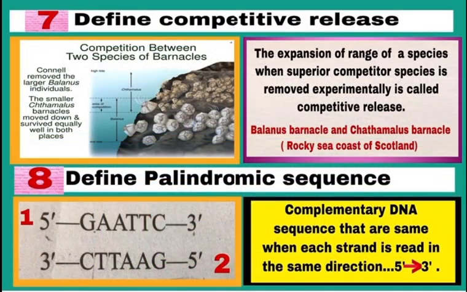Seventh definition, competitive release. The expansion of range of a species when a superior competitor species is removed experimentally is called competitive release. Means out of two species living in an area, अगर हम superior species को remove कर देते हैं, then the second species अपनी range को बढ़ा लेती है and it spreads in the whole area. This is called as competitive release.